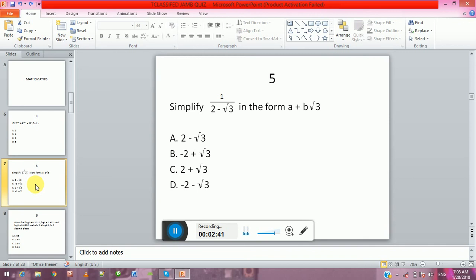Simplify 1 over 2 minus root 3 in the form of A plus B root 3. Option A, 2 minus root 3. Option B, minus 2 plus root 3. Option C, 2 plus root 3. Option D, minus 2 minus root 3.